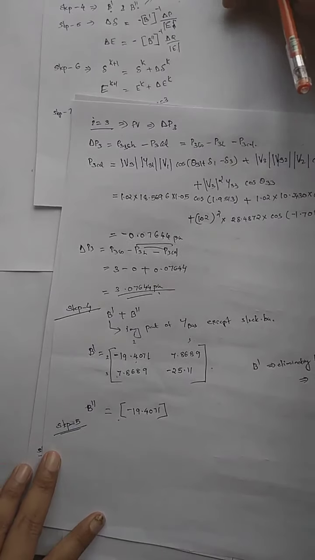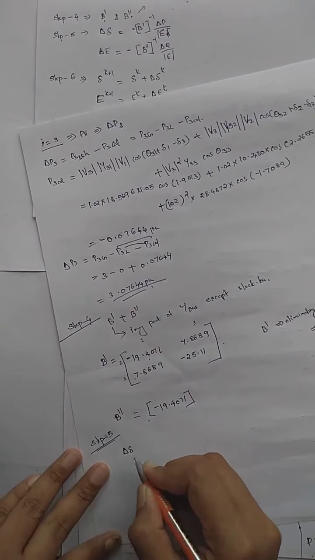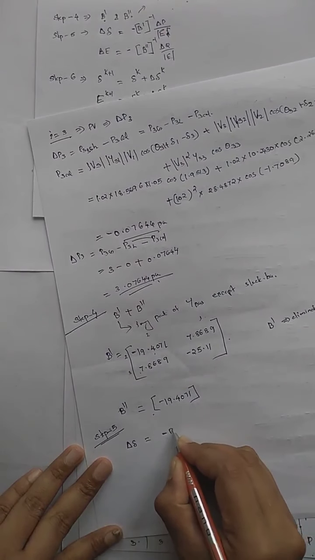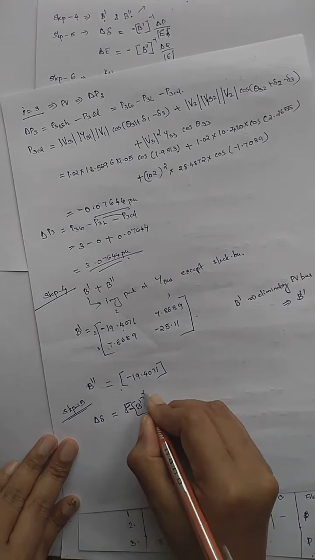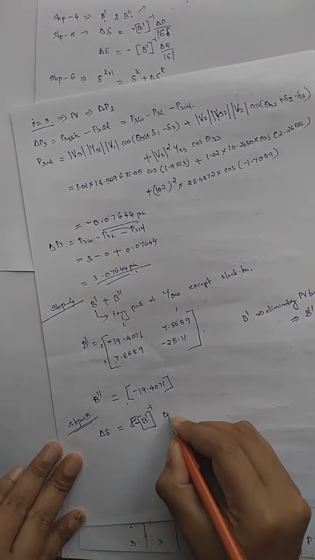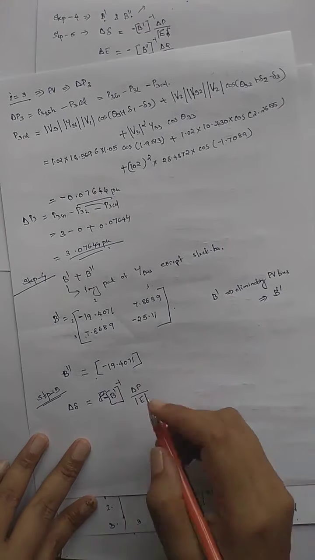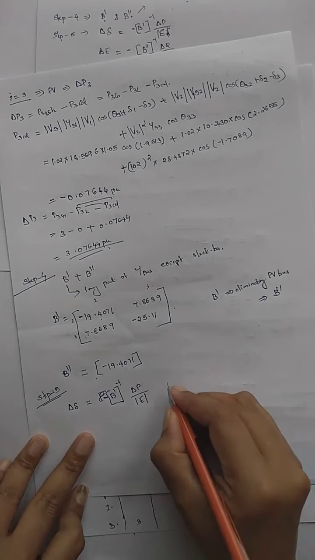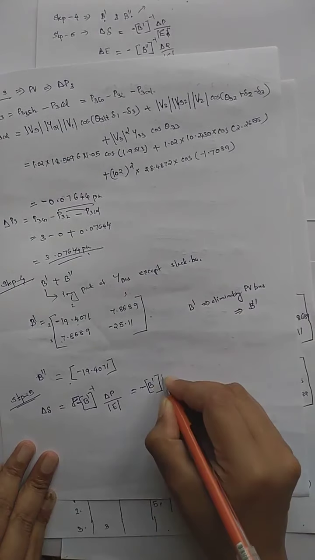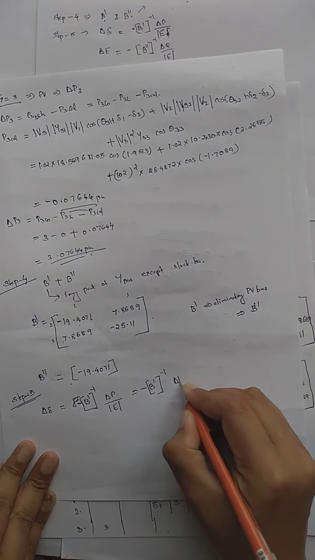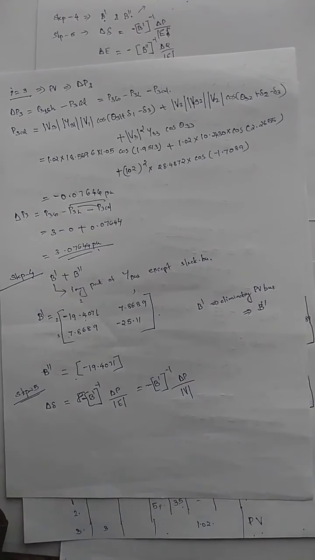I am employing the current equation, and I have to find out delta delta. Delta delta is equal to minus B dash inverse into delta P by E, that is a matrix. Or E or V I can write. Usually I taught you using V, so now I am writing it as delta P by V matrix. So this is the equation for finding delta.